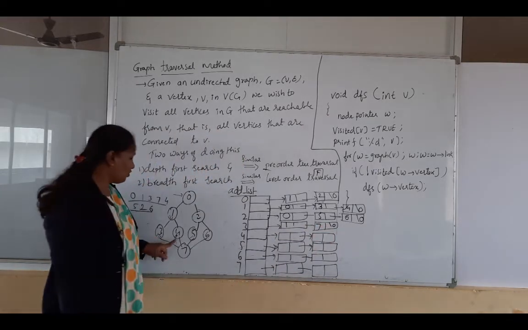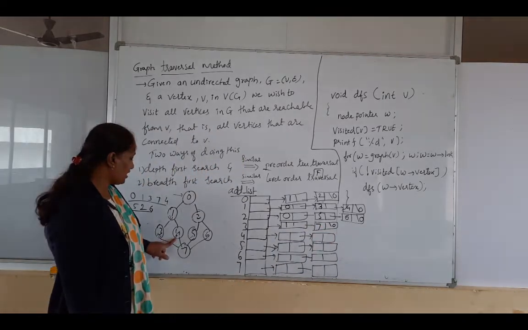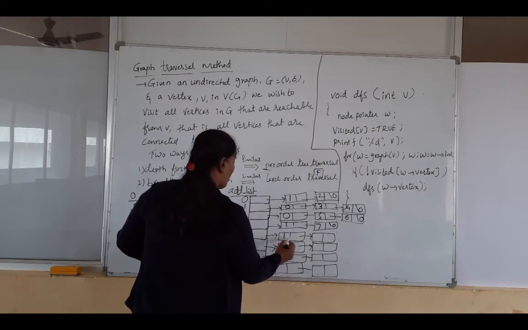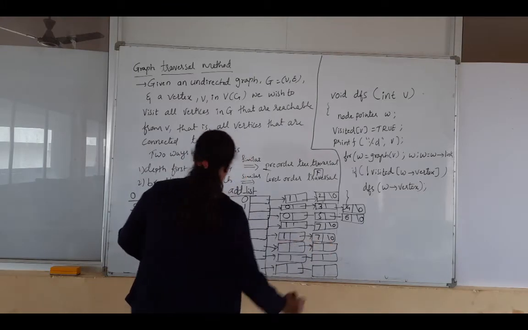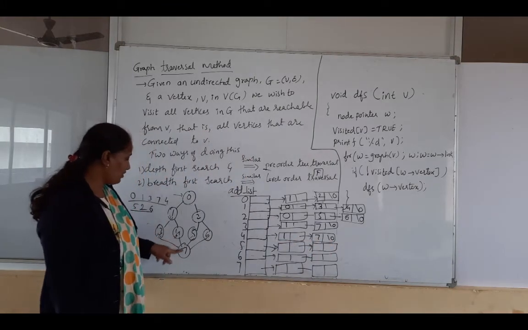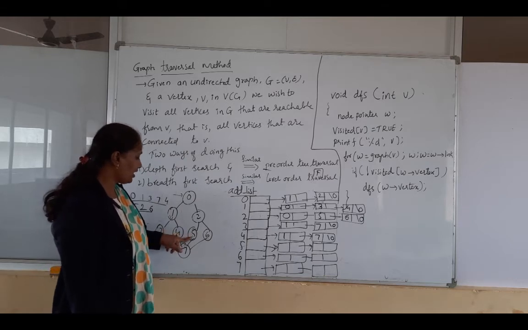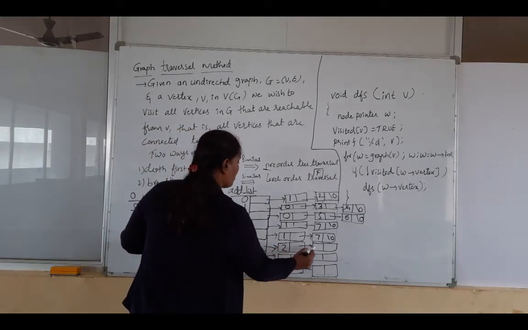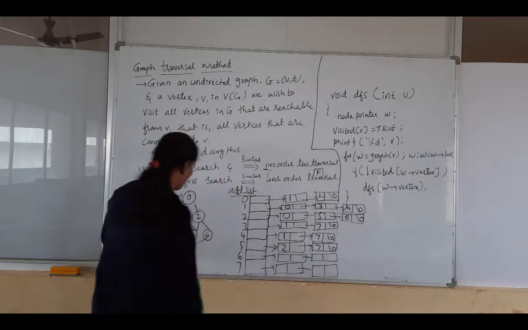Next, the fourth vertex, it is connected with what? 1. It is connected with 7. So the fourth vertex is connected with 1. It is connected with 7. Next, move to the fifth vertex. Fifth vertex connected with what? 2 and 7. So I will write fifth vertex connected with 2 and 7.